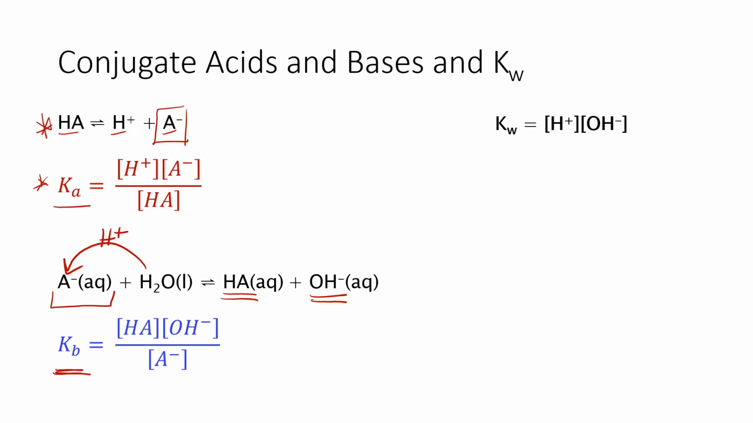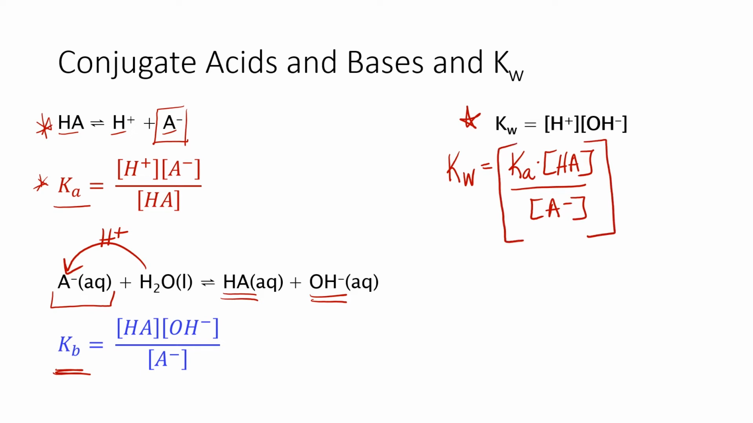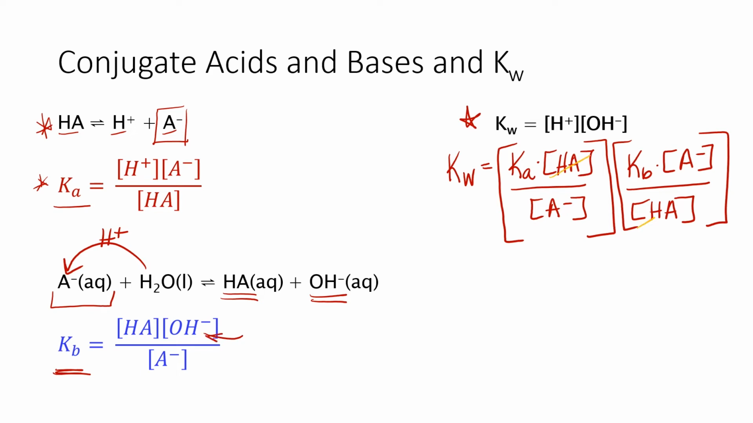If we rearrange these, we can actually sub them into this Kw expression. So let's do that very quickly. Kw is equal to, so rearrange for H plus, we wind up with Ka times HA over A minus. So this is basically the H pluses. Let's do the OH minuses. When we rearrange, we get Kb times A minus all over HA. I should say I rearranged for the OH minus. When I come through and get rid of all the nonsense, it turns out that the Kw is equal to the Ka of the original acid times the Kb of its conjugate base. And of course we know at 298 Kelvin, 1 times 10 to the negative 14 is the Kw.